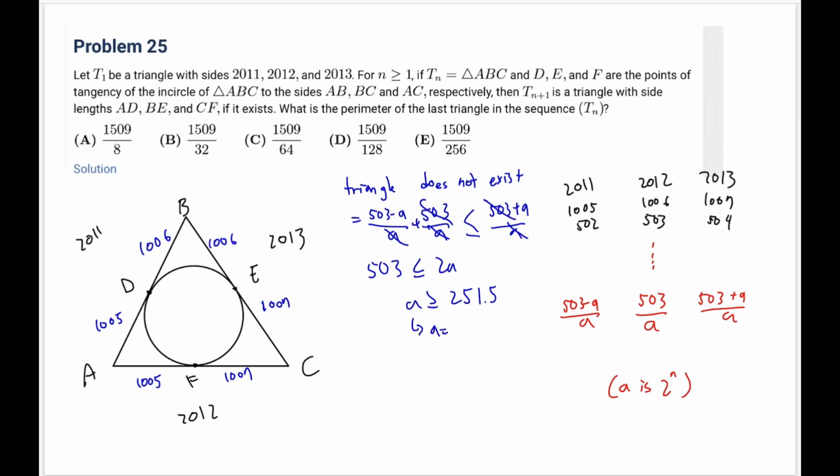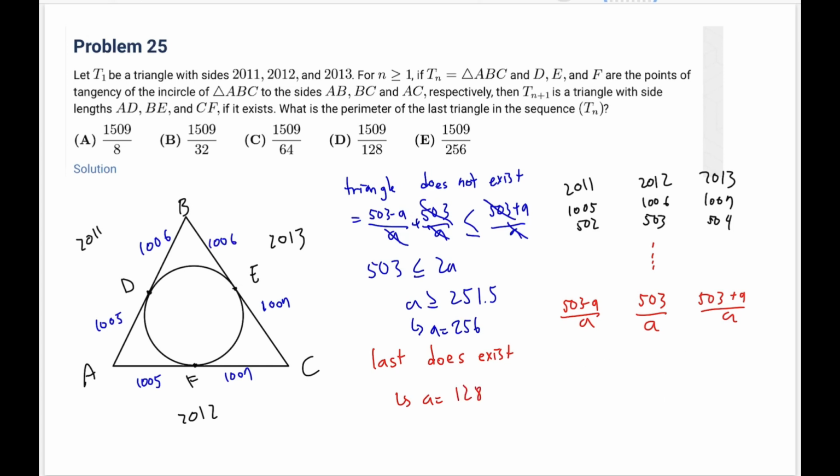And since a has to be 2 to the nth power, the least value of a could be 256. And so the first triangle that does not exist would be when a is 256. So the last triangle that does exist is when a equals 256 divided by 2, which is 128.